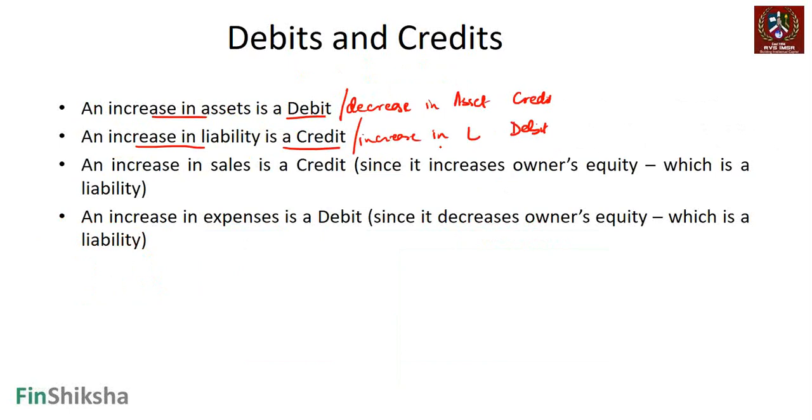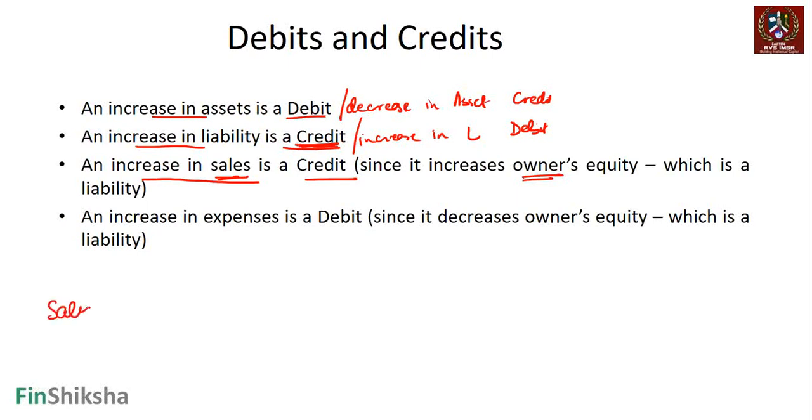Now look at what happens with the P&L transactions. When you look at sales and expenses, an increase in sales, what is it going to do? It's basically going to increase the profit. Remember it this way: because it increases the profit, it will increase the owner's equity. Owner's equity is a liability. Since liability is increasing because of the increase in sales, that increase is counted as a credit. I'm just giving you a simple thumb rule to remember these debit and credit transactions, right?